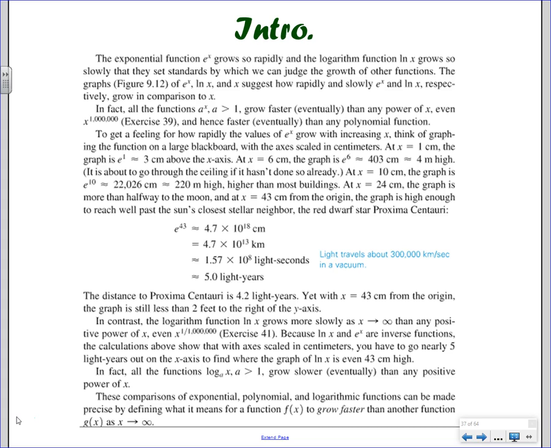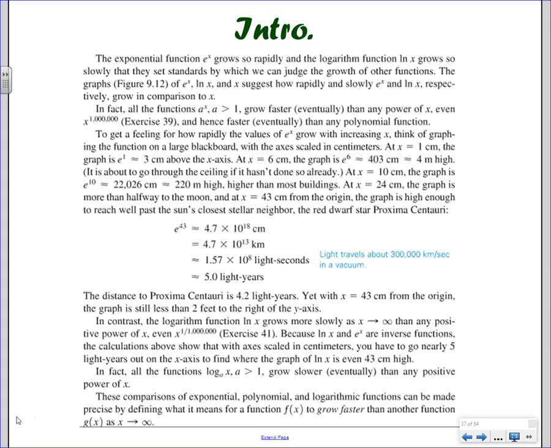In contrast, the logarithmic function grows more slowly as x goes to infinity than any positive power of x, even x to the 1 over a million. Because ln and e to the x are inverse functions, you have to go nearly 5 light years out on the x-axis to find where the graph of ln x is even 43 centimeters high. Because ln x, as x goes to infinity, goes to infinity. Yes, but how fast? Not very quickly at all.